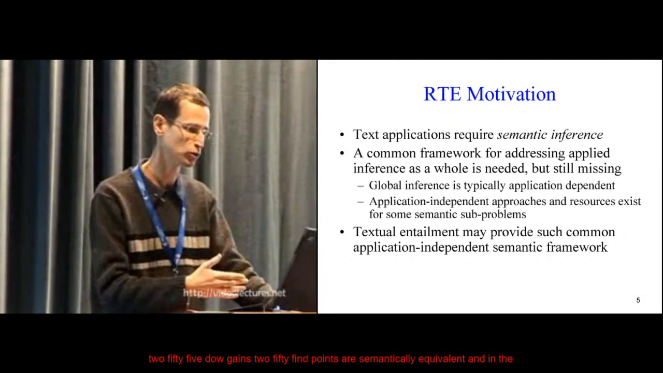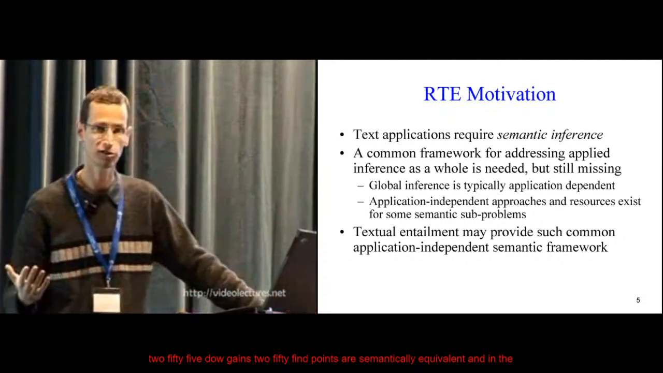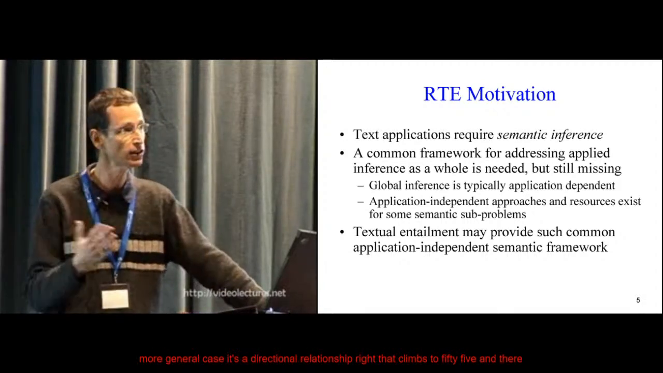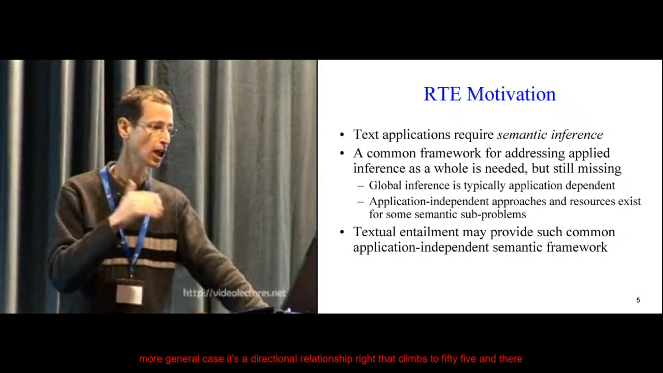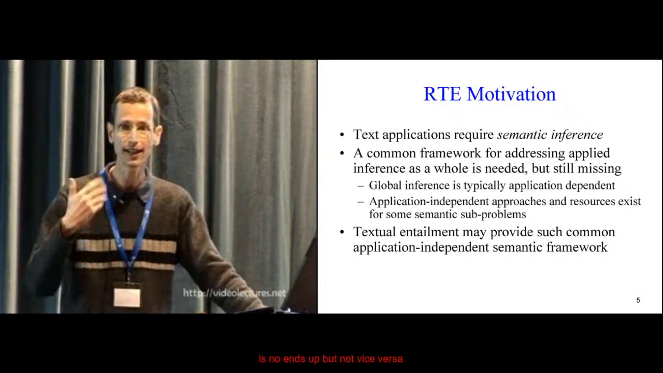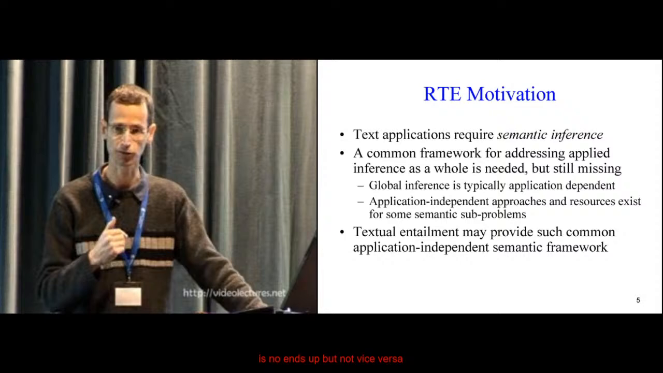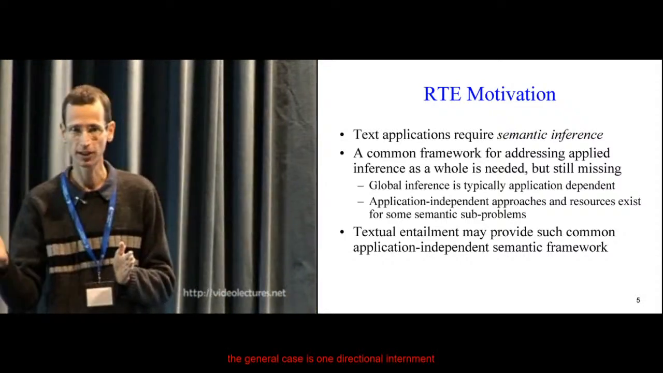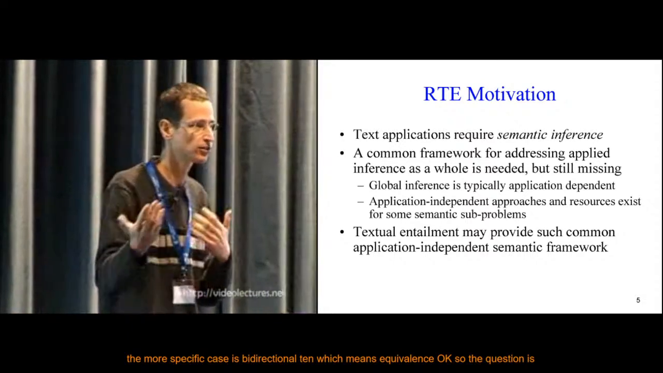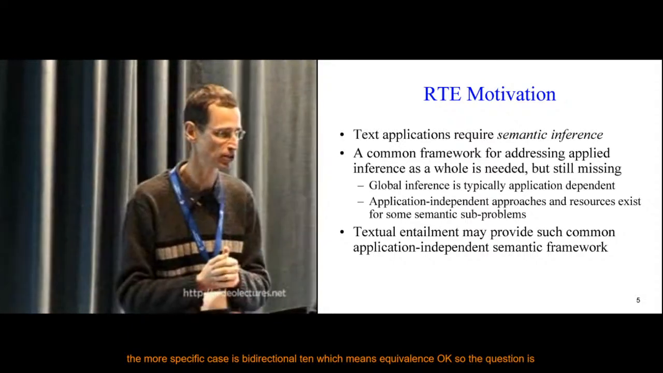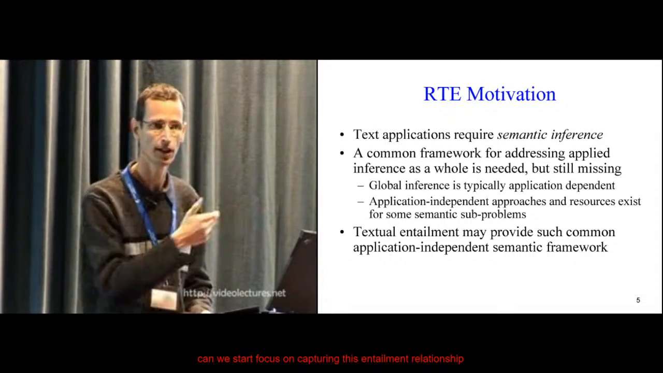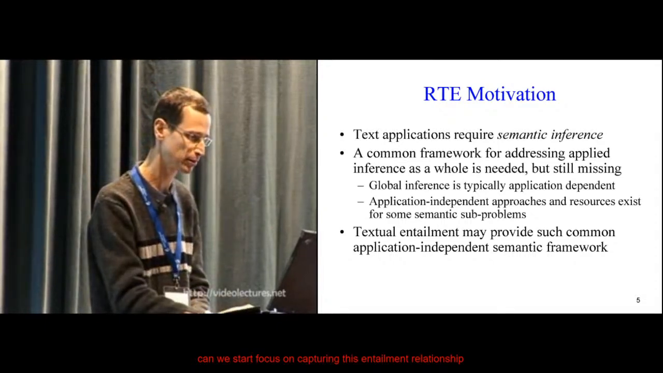Dow climbs 255 and Dow gains 255 points are semantically equivalent. And in the more general case, it's a directional relationship, right? Dow climbs 255 entails Dow ends up, but not vice versa. So the general case is one directional entailment. The more specific case is bidirectional entailment, which means equivalence. Okay, so the question is, can we start to focus on capturing this entailment relationship?